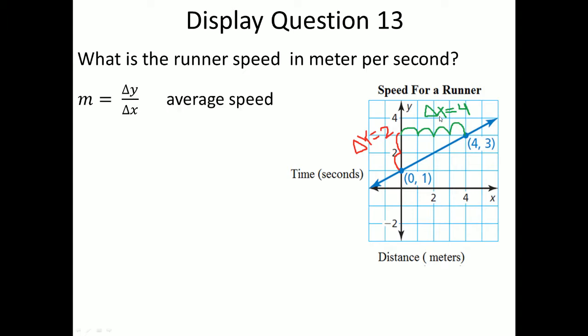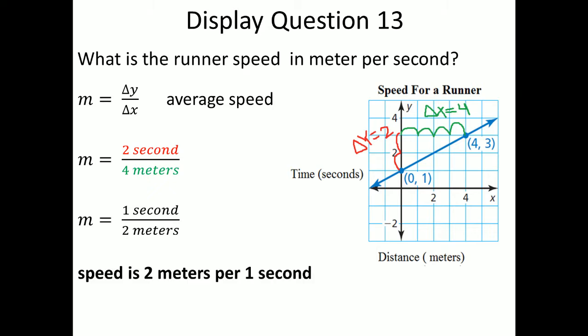So my average speed is defined by the slope, which is m. The average speed, or the slope, is equal to change in y over change in x. I saw from the visual part of the graph, the change in y is 2, which is red, the change in x, which is the green, is 4 meters. I simplify, it becomes 1 meter over 2 seconds. So the runner's speed is 2 meters for every single 1 second. Okay, so there you go. Those are all the solutions for the Module 2 Review Part 3.